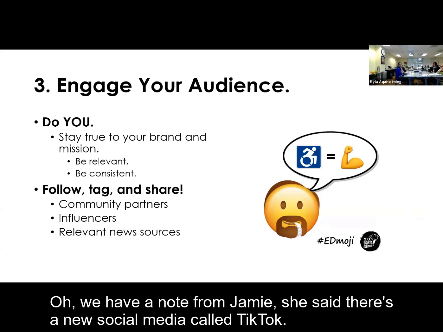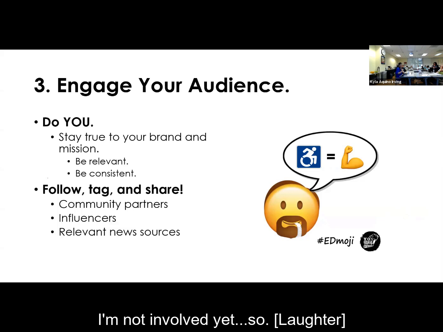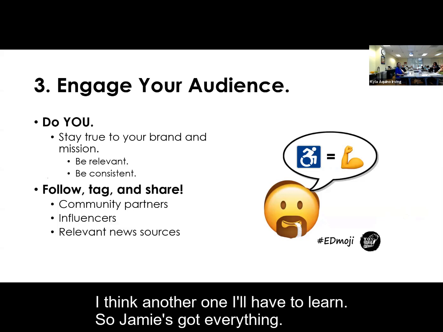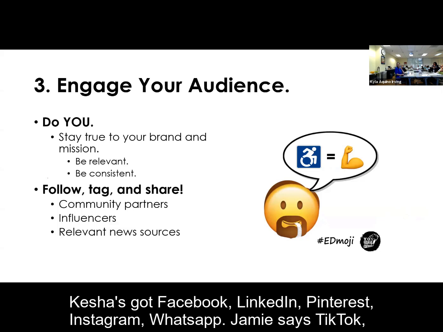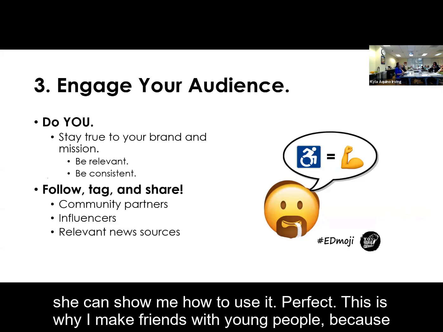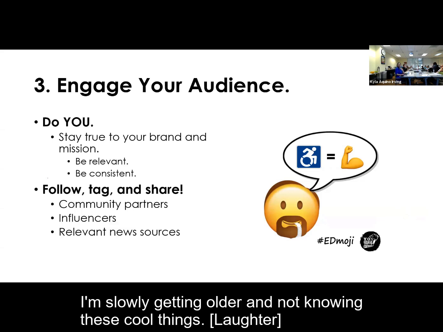Oh, we have a note from Jamie. She said there's a new social media called TikTok. Yes. I am not involved yet, so I think that's another one I'll have to learn. So Jamie's got everything. Keisha's got Facebook, LinkedIn, Pinterest, Instagram, WhatsApp. Jamie says TikTok. She can show me how to use it, perfect. This is why I make friends with young people, because I am slowly getting older and not knowing these cool things.